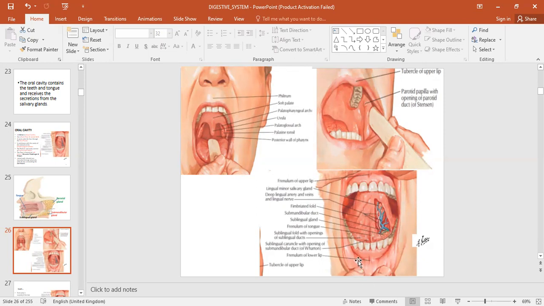Two parts. The inner part is membrane, mucous membrane. The outer part is skin with hair. And then the middle part is known as the vermilion border.